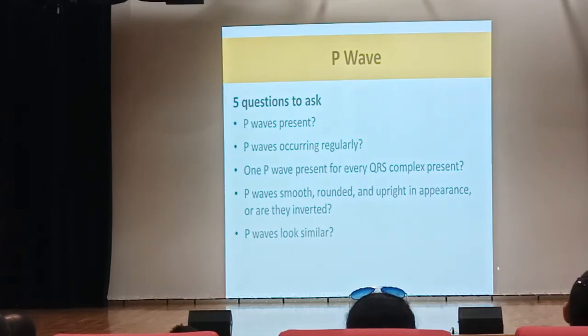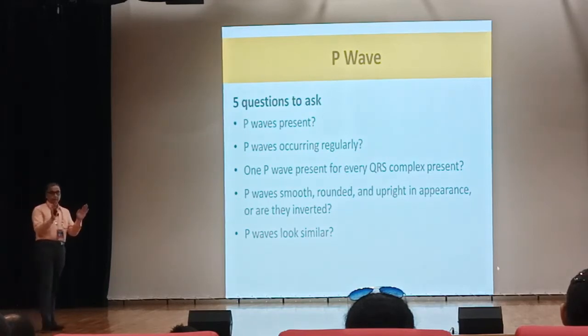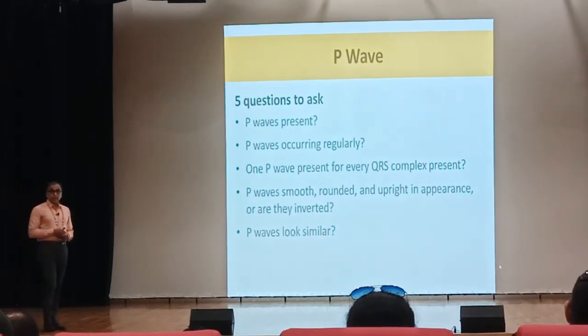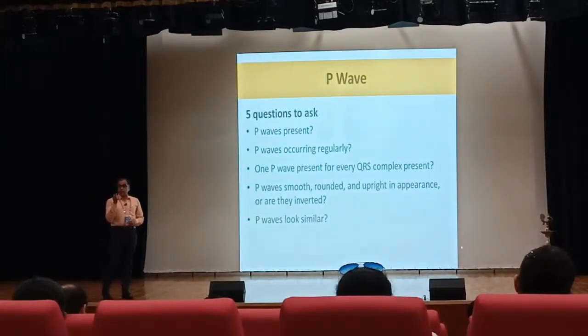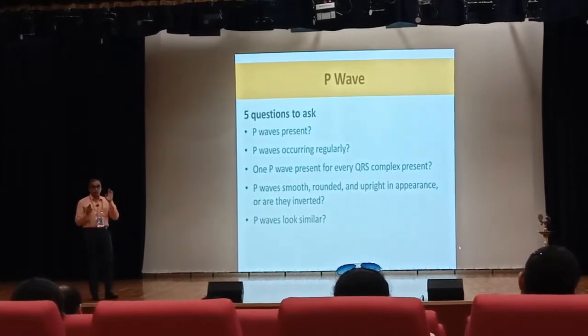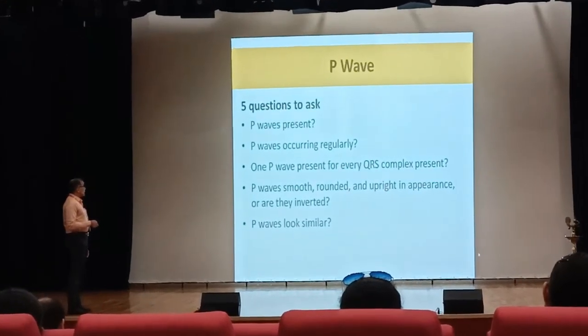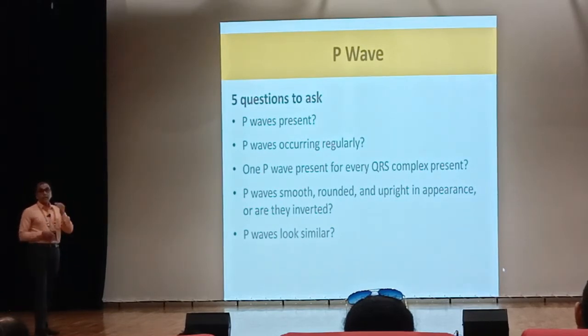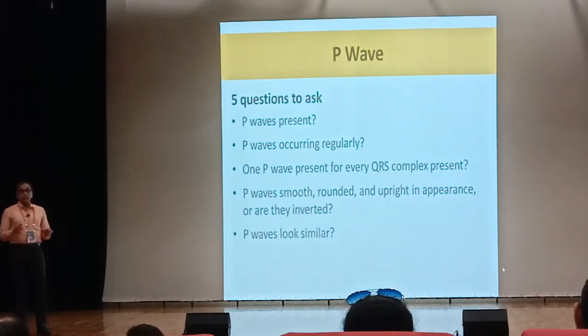Whether the P wave is present or not. You should be able to identify the P wave comfortably, that you look at the ECG and say, okay fine, this is the P wave. Whether it is coming at a regular interval or not, and whether every P wave is followed by a QRS complex or not, and every QRS complex is preceded by a P wave or not. These two statements are different, you should always remember that. And what is the contour of the P wave? It's rounded, upright in appearance, or they are inverted. And then the morphology of the P wave, whether all P waves look similar or not.